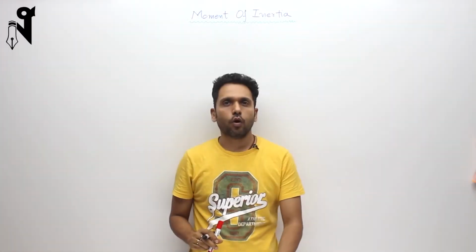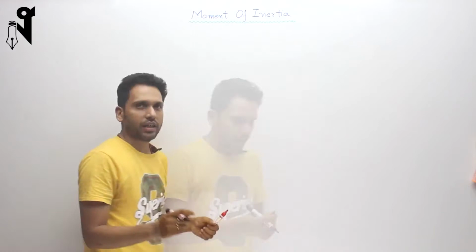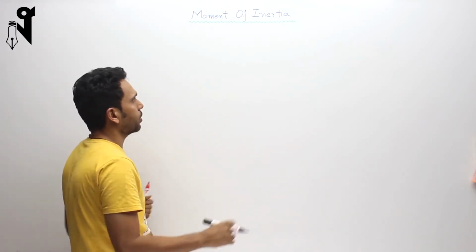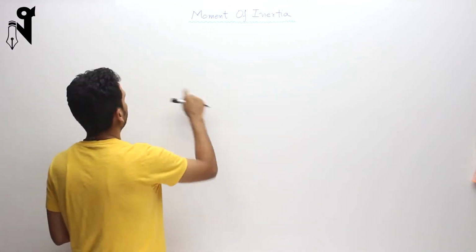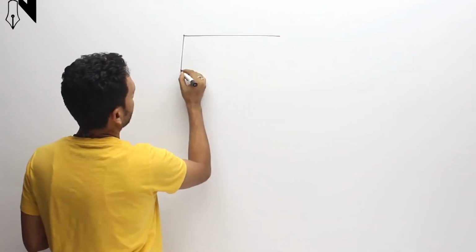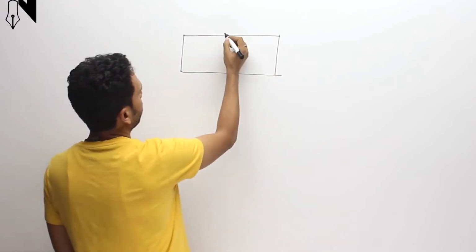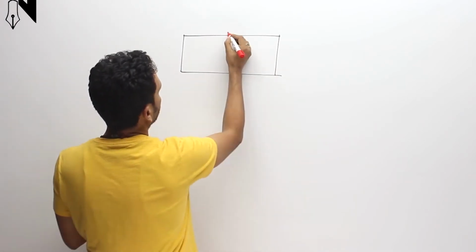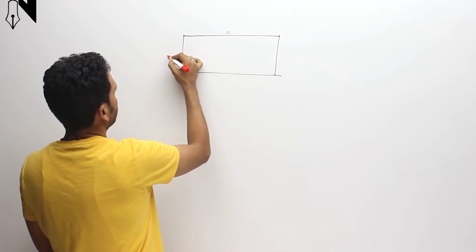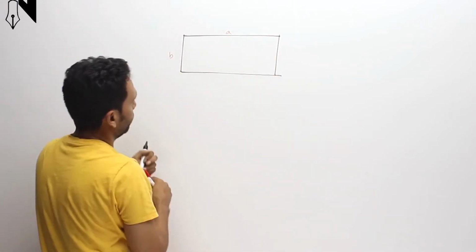Now I guess we know all what we need to know about moment of inertia with respect to your exams, but I'll just give a small talk, add on to what all we have learned by discussing this. Say we have a rectangular plate with dimensions A cross B. This length is A and this length is B.